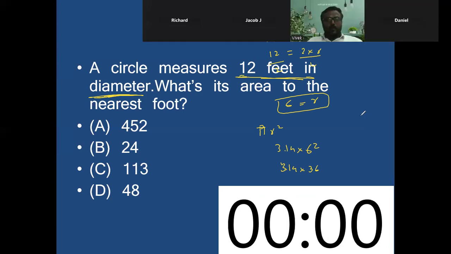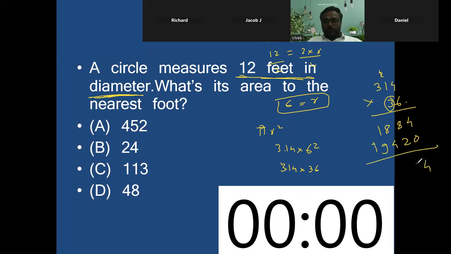Time up, guys. I'm going to solve it from here. 3.14 times 36. 6 times 4 is 24. Carry the 2 over. 6 times 1 is 6 plus 2 is equal to 8. 6 times 3 is 18. Because I'm moving on to the tens digit, I'll put a 0 over here. 3 times 4 is 12. Carry the 1 over. 3 times 1 is 3 plus 1 is 4. 3 times 3 is equal to 9.